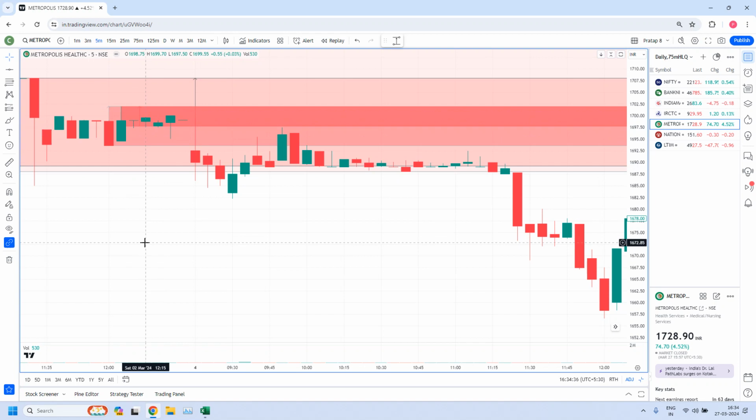Saturday we had trading on these candles, on that day only. See here, this is Saturday 2nd March 12:10, 12:15, 12:20 candle. This is the Saturday 2nd March 12:25 candle, and this is the Saturday 2nd March 12:40 candle.